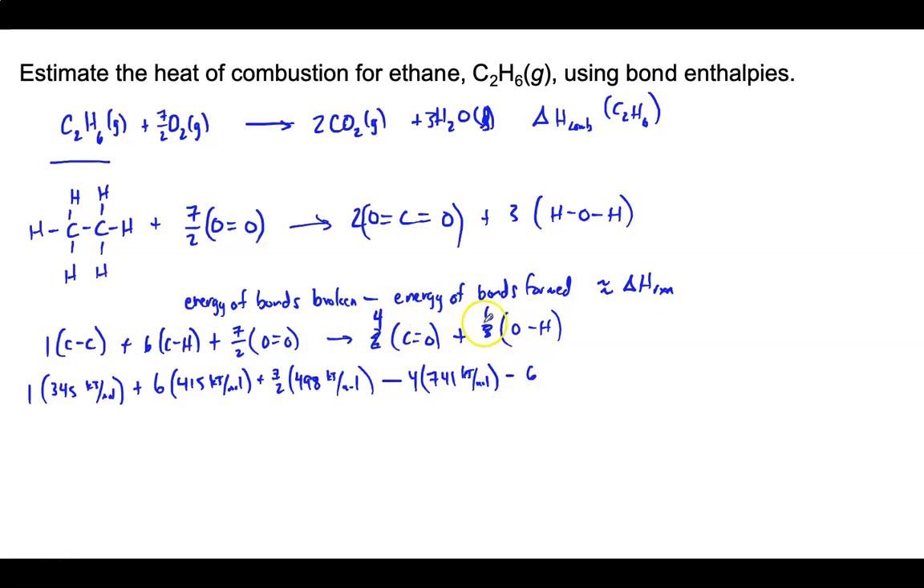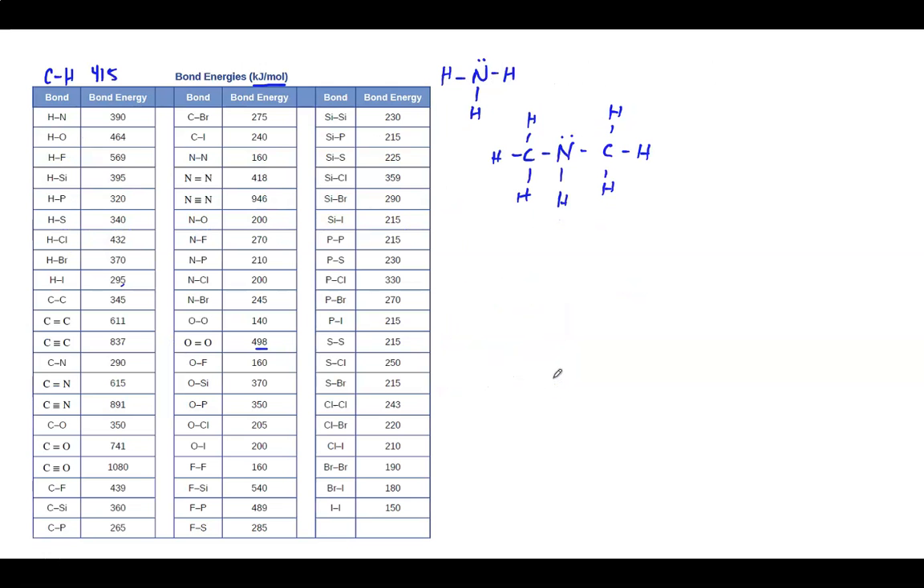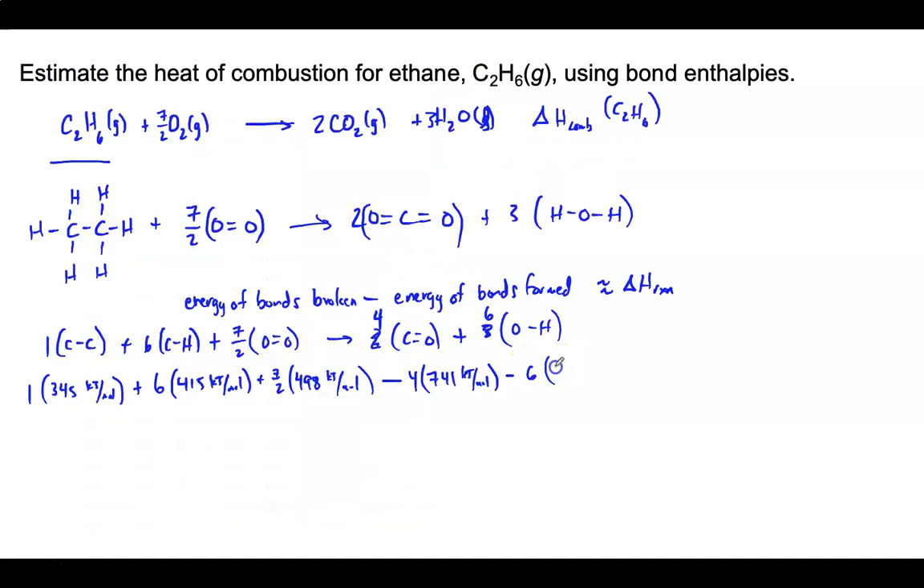Minus, right, because we subtract off both products, 6 times OH. Oops. OH is not on here. Thankfully, I've got my book open still. And OH, the heck? Oh, it's on top there. Sometimes I'm blind. Right there. 464. 6 times 464 kilojoules per mole.